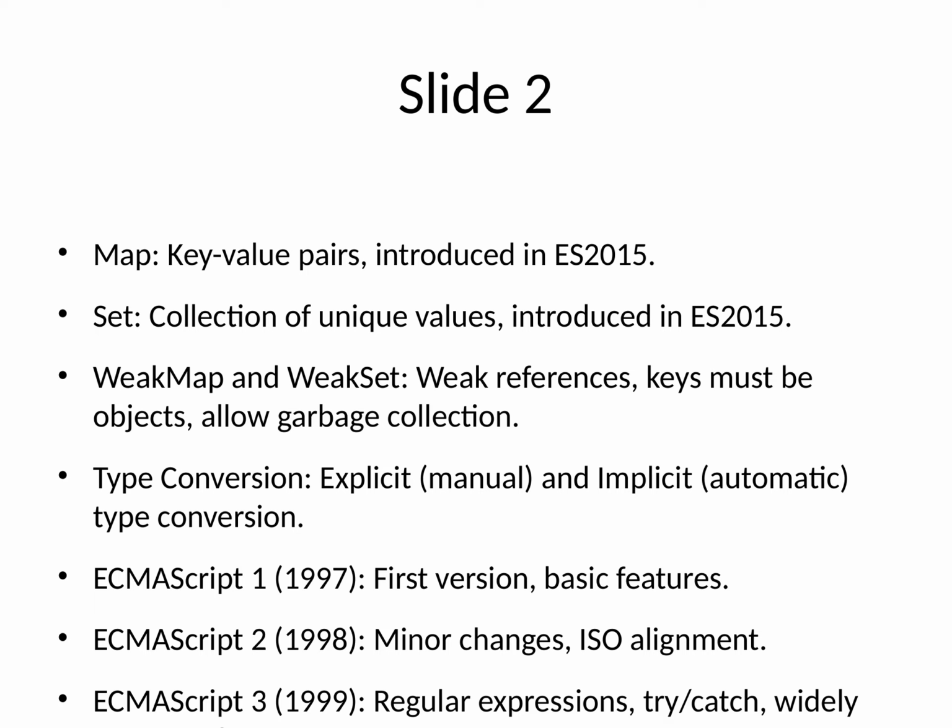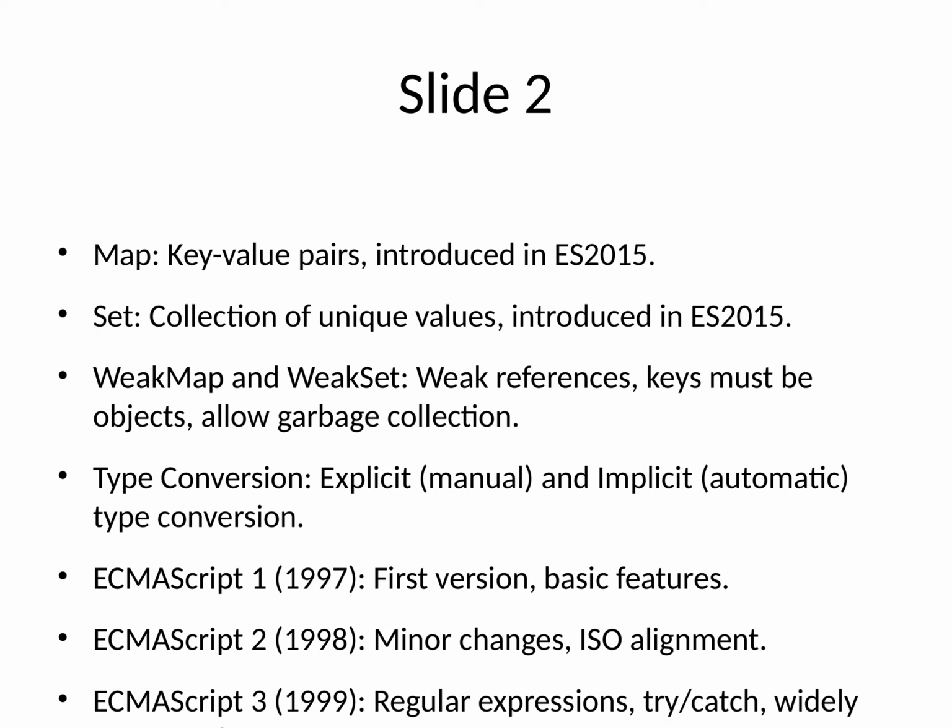The major update came with ECMAScript 2015, also known as ES6, which introduced classes, modules, arrow functions, template literals, destructuring assignment, default parameters, rest and spread operators, let and const declarations, promises for asynchronous operations, and new data structures like Map, Set, WeakMap, and WeakSet. It also added symbols, iterators, generators, and features like Proxy and Reflect.